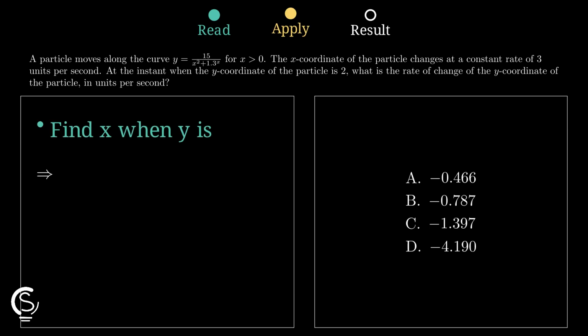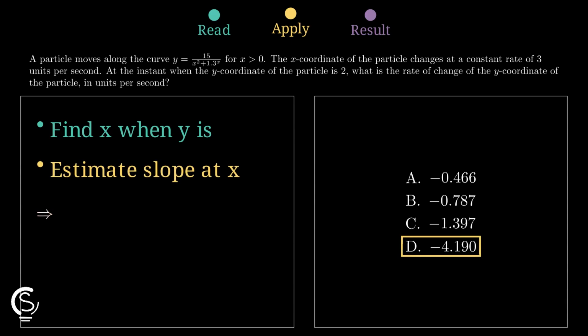dy/dx equals negative 15 times 2x plus 1.3 to the x times ln 1.3 over that denominator squared. Then evaluate near x equals 2.37. That derivative's about negative 1.397, and since dx/dt is 3, multiply by the chain rule to get dy/dt about negative 4.190.